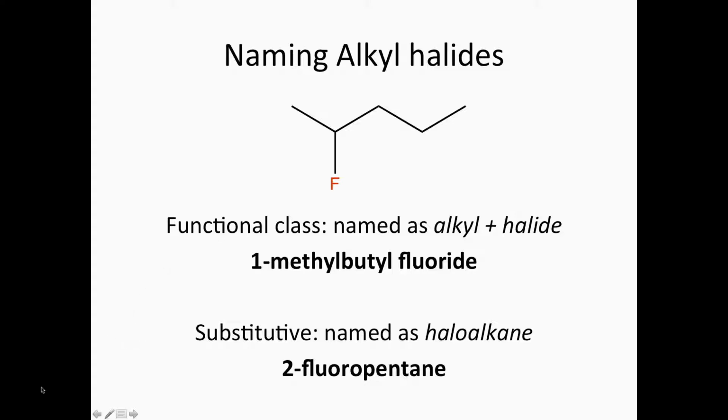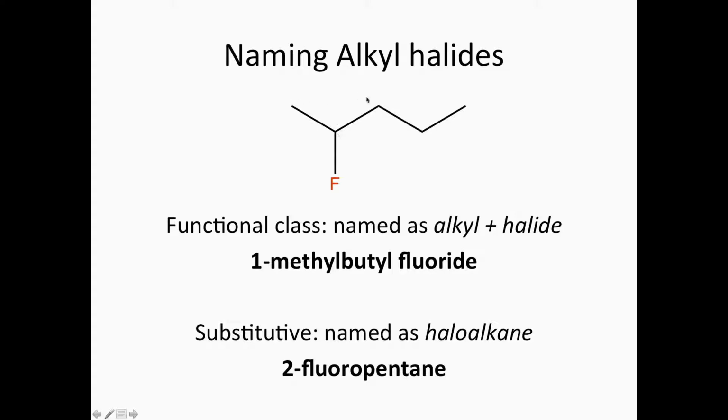Substitutive naming, in contrast, uses the name in the form of a haloalkane, where the halogen substituent is listed as a prefix before the name of the alkane that it's attached to. This naming system is a little bit simpler. So let's take a look here on this slide once again. Now we count the number of carbons in the longest chain of the alkane, starting from the end of the alkane. So let's just start from the left.